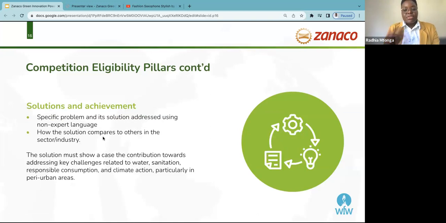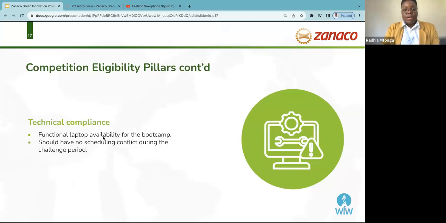I think this is a recurring statement. Are you using non-expert language? Is it understandable within the context that you are creating this solution for? I think it's been re-highlighted because it's a key component, a key pillar that you should be aware of as somebody that is trying to sign up or trying to join the Zanaco Green Innovation Challenge.